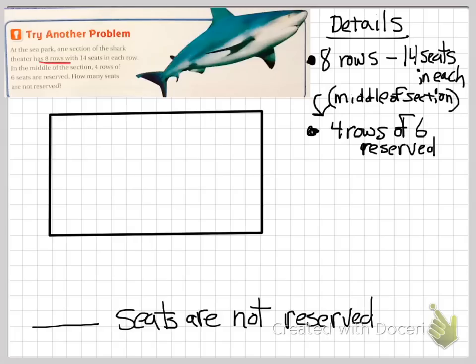Okay, so 8 rows with 14 seats in each row. Middle section, 4 rows of 6 are reserved. How many are not reserved? Okay, so here we go. I'm going to draw this middle section. 4 rows, 6 seats are reserved. So I'm going to start with the 6 seats in the middle. In the middle of 14, half of 14 is 7. 1, 2, 3, 4, 5, 6, 7. There's the middle, 3 on each side, oops. And that's 4 rows. So there's that section.